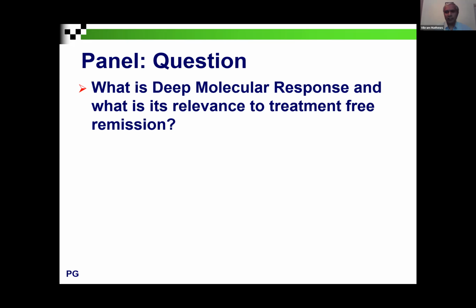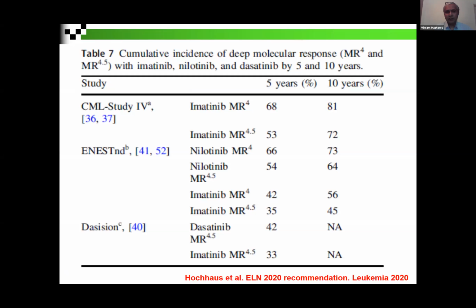So greater than 4 log reduction is generally considered deep molecular response. And the relevance of that, and these are the values of patients who were treated on the studies that are available now, the CML4 study, ENESTnd and DASISION. It's interesting to see, comparing where data is available in all, imatinib at 4.5 log, 53% at 5 years, versus nilotinib 54%, and dasatinib 42%. It's very similar, and it's very interesting to know that with long-term follow-up, patients continue to drop their values.